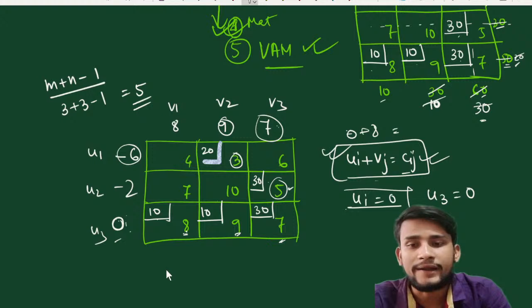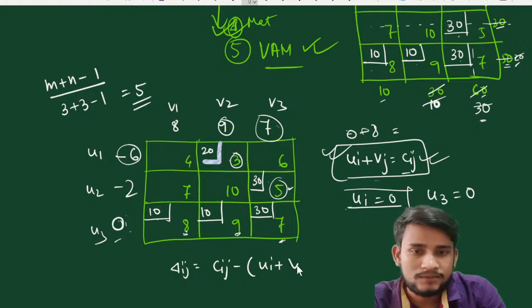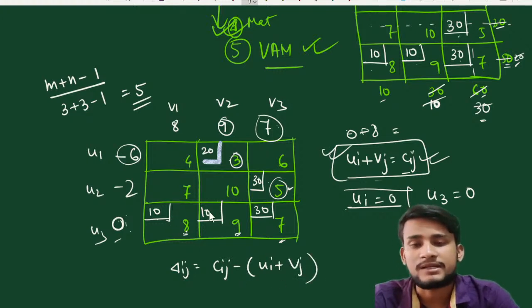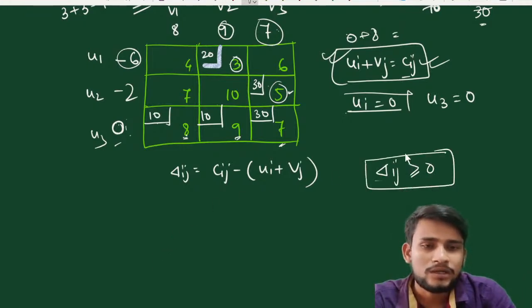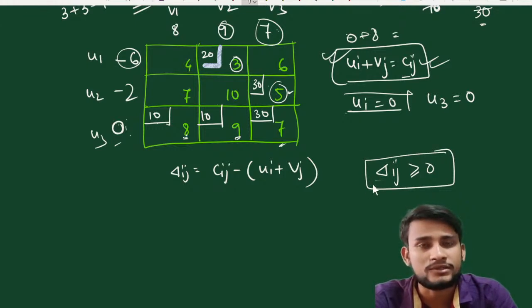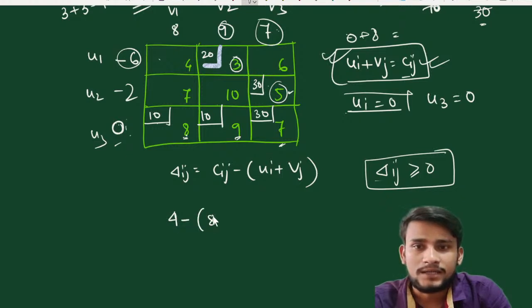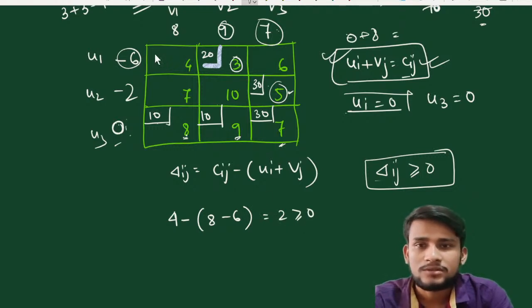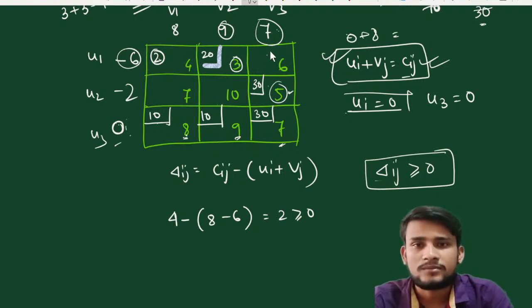Okay, now we find what? We find the delta ij, which is equal to cij minus (ui plus vj) for the non-allocated cells. Okay, so if all delta ij's are greater than or equal to 0, then we say that the optimal condition is satisfied for this initial basic feasible solution. Okay, so now we find this one first. 4 minus (8 minus 6), which is equal to 2, which is greater than or equal to 0. So this is 2, which we write in a circle. For this cell, this is delta 11.